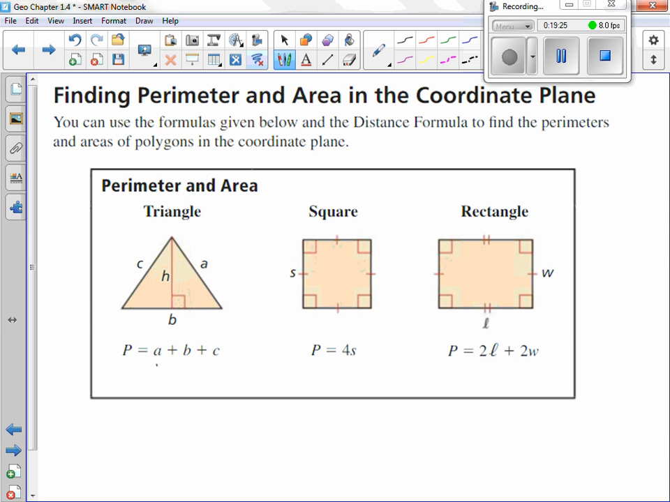Questions on any of this here so far? What's the area formula for a rectangle? It is length times width, yes? A square is the same thing. You can do length times width or S squared, because the sides of a square are the same, so saying S squared, the side length squared, is the same as saying length times width because they're the same measure. And the area formula for a triangle is 1/2 base times height.